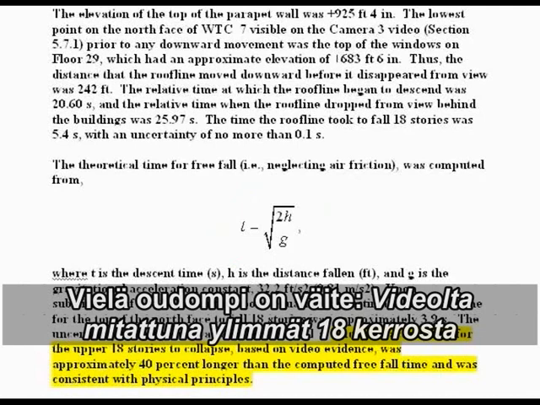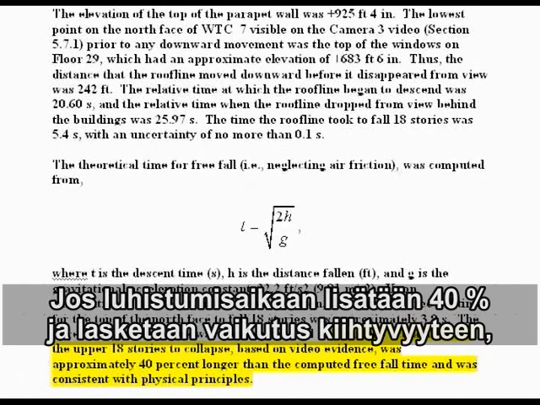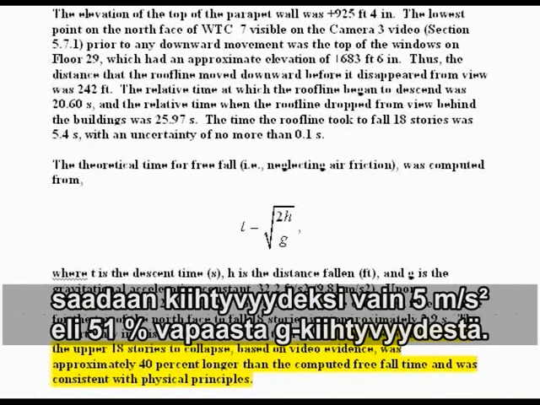More bizarre is the claim that, quote, "the actual time for the upper 18 stories to collapse, based on video evidence, was approximately 40% longer than the computed freefall time." If you start with a 40% increase in the time of fall and work backwards to compute the effective acceleration, their claim is equivalent to saying the acceleration of the building is only 5 meters per second squared, which is 51% the acceleration of gravity.